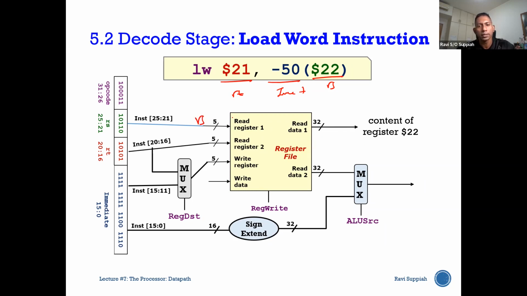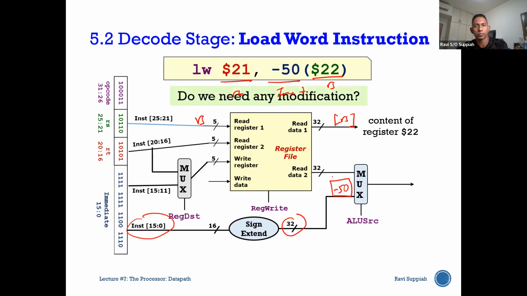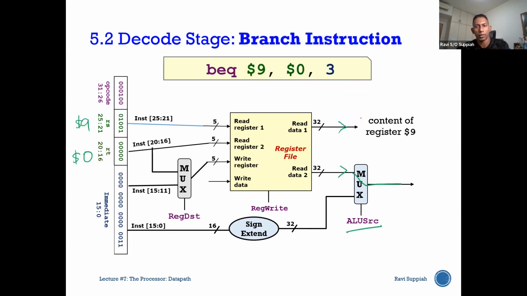Because this will be RS, so this will be the content of RS. Okay, the data inside RS. The immediate value here will get extended and come here. So this will be the -50. All right, and then I can do the addition later on. So the load word instruction is supported with the current hardware itself. Okay, we don't need any modification.